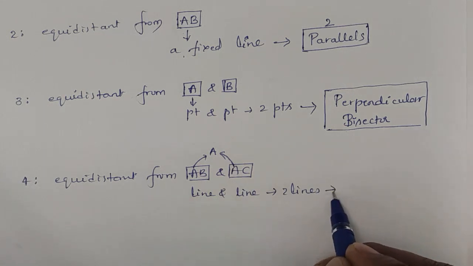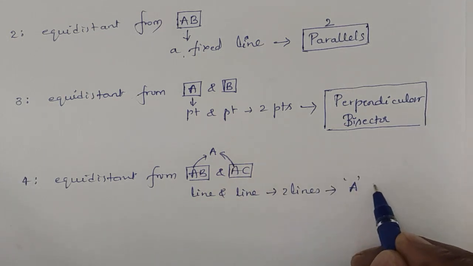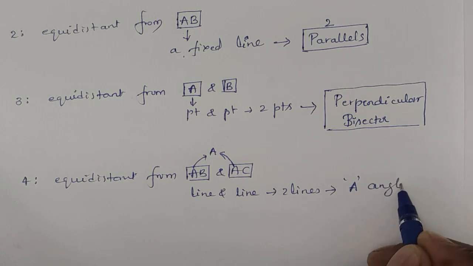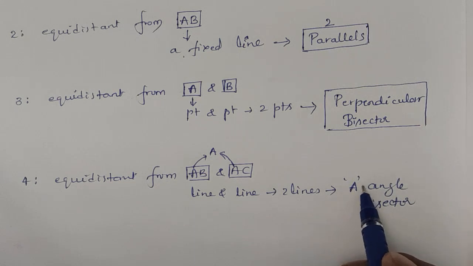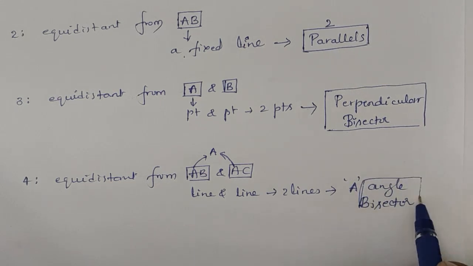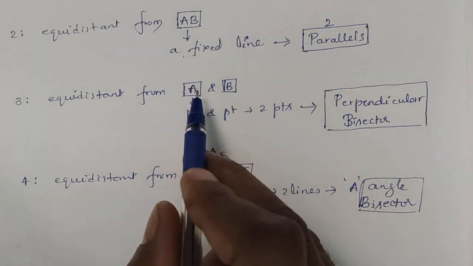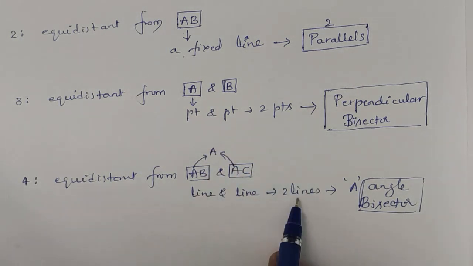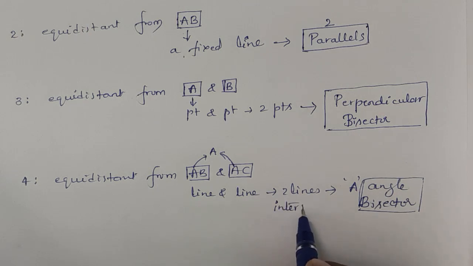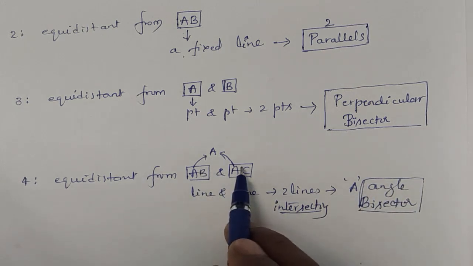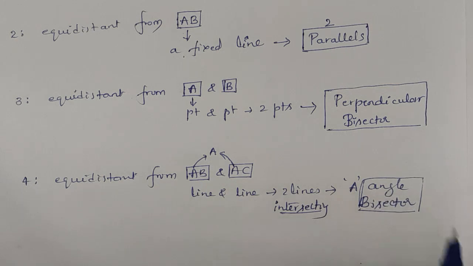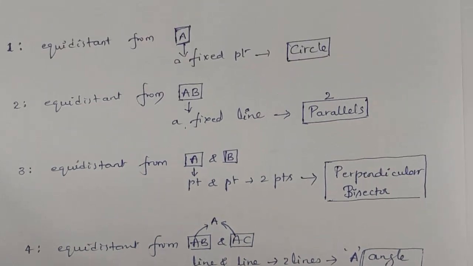So what type of locus do we have to draw? We have to draw the A angle bisector. So for this, the required locus is the angle bisector. This is not a perpendicular bisector. Perpendicular bisector is for two points. For two intersecting lines, it is the angle bisector. Here, in AB and AC, A is common, so the A angle bisector. So these four are very important.